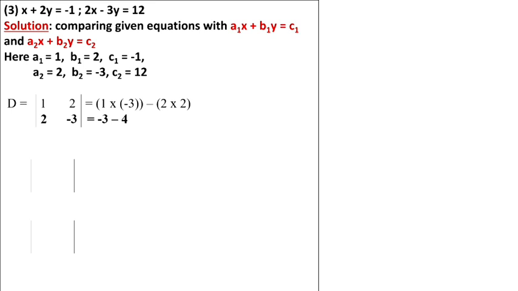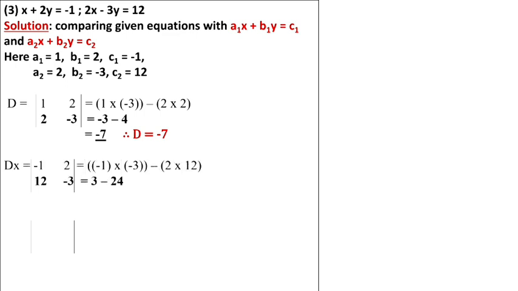So 1 into minus 3 minus 2 into 2. 1 times 3 is 3, but we have the minus sign, so minus 3 minus 2 times 2, which is 4. So minus minus plus, 3 plus 4 is 7, and the bigger number's sign is minus. So the D value became minus 7.